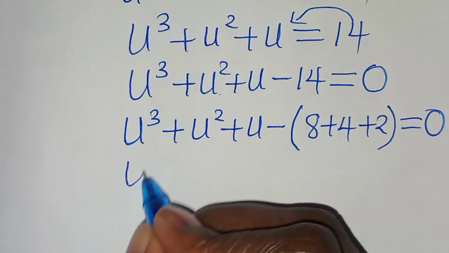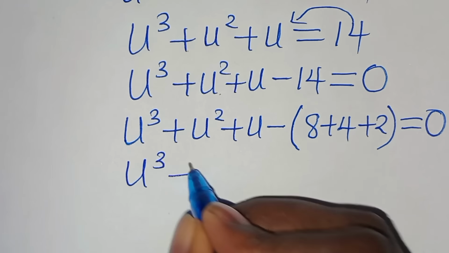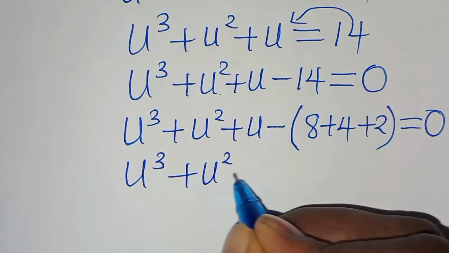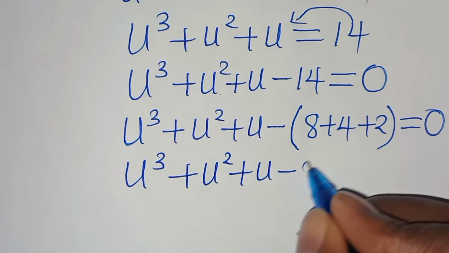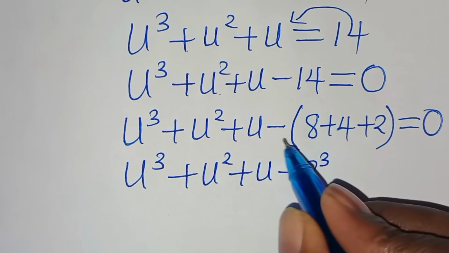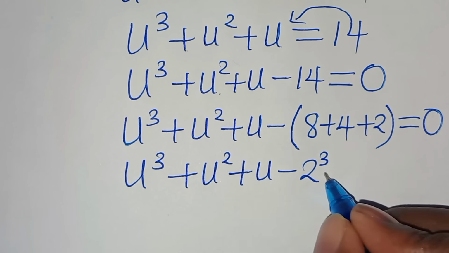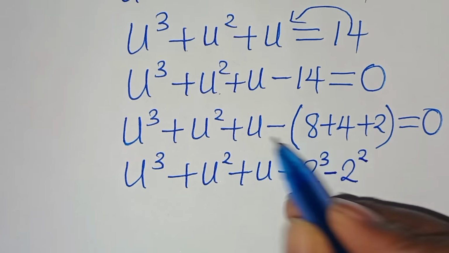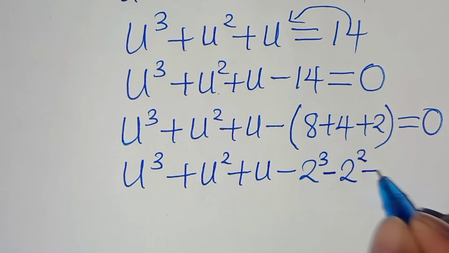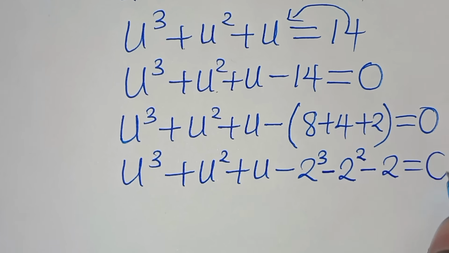So we have u to the power of 3 plus u to the power of 2 plus u. Subtract 8, which is 2 to the power of 3. Then minus times plus 4, this is minus 4, which is the same thing as 2 to the power of 2. Then minus times plus 2, this is minus 2, which is equal to 0.